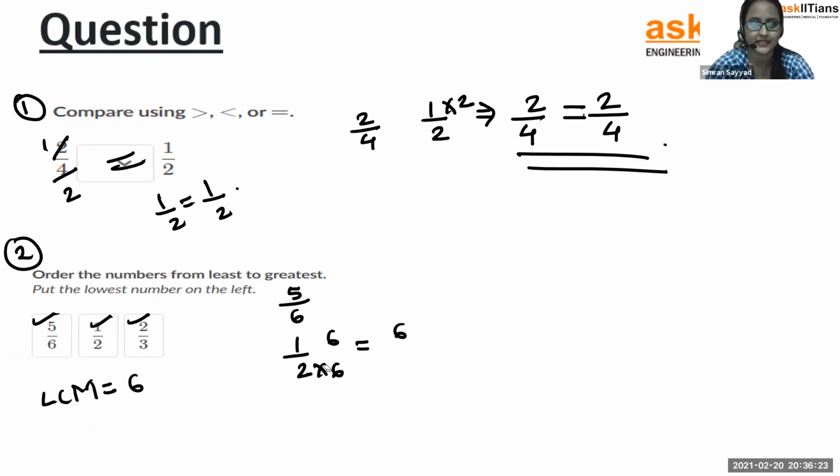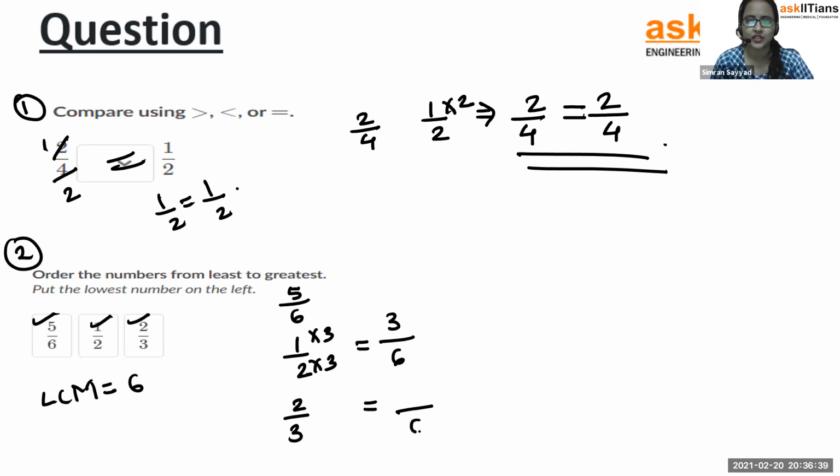For getting 6, what do you have to do? You have to multiply it by 3. So here you have to multiply it by 3. Multiply by 3, you get 6 by 3. And the third term is 2 by 3.